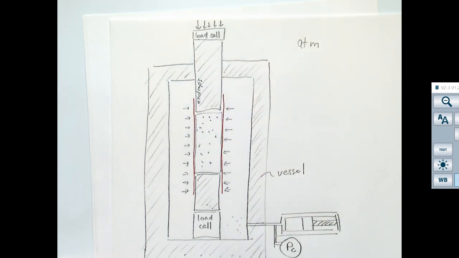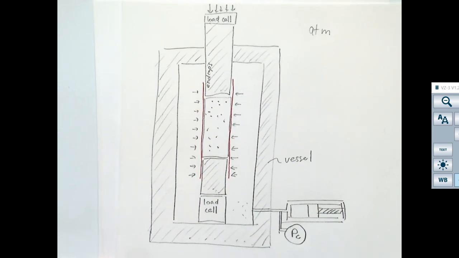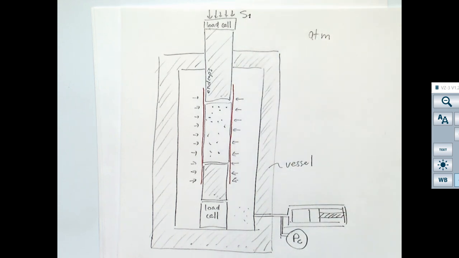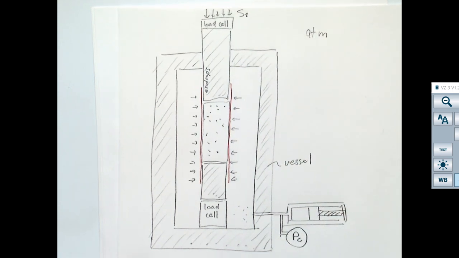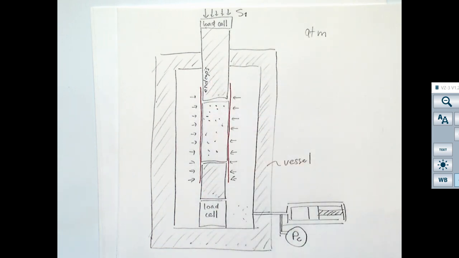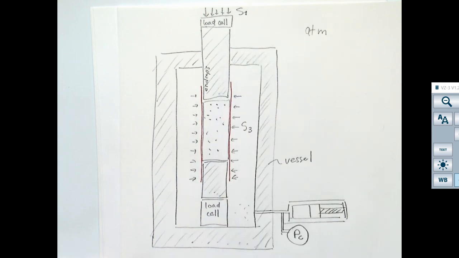Okay, so if you pressurize, everything is going to go up. But now, in order to increase the stress in this direction, that's when we push here with the stress S1 and with the load frame, so that we can have a stress which is bigger in this direction than in this direction. So this one is going to be S3, and that's going to be S1.